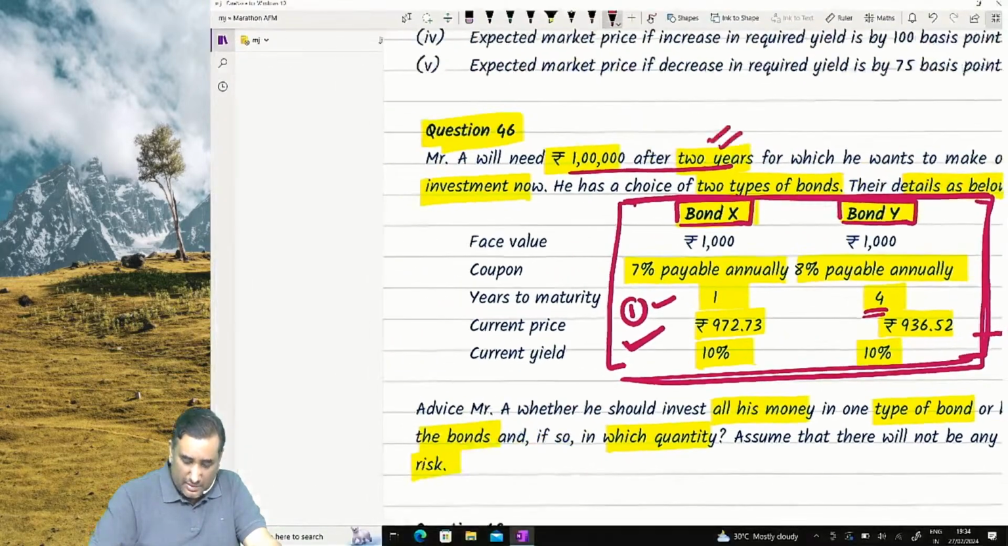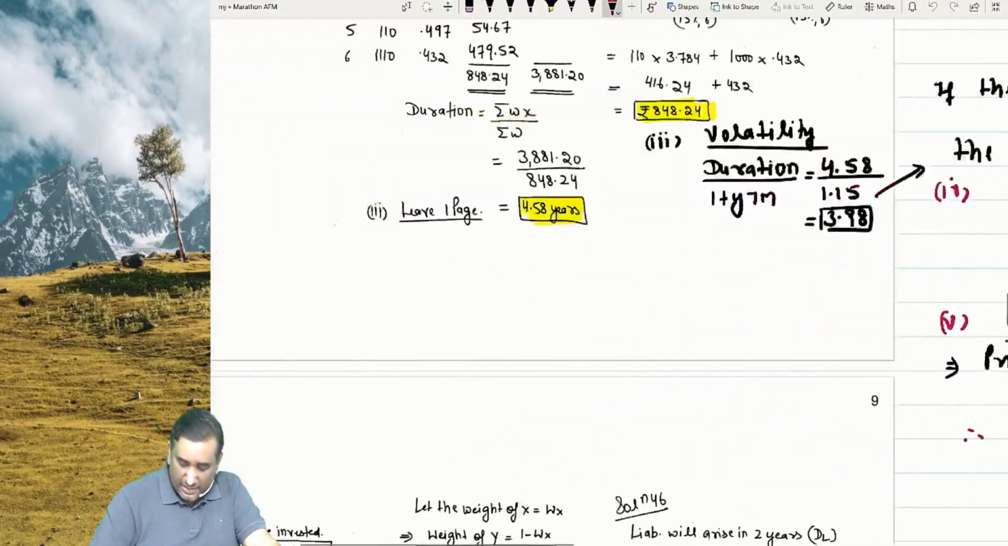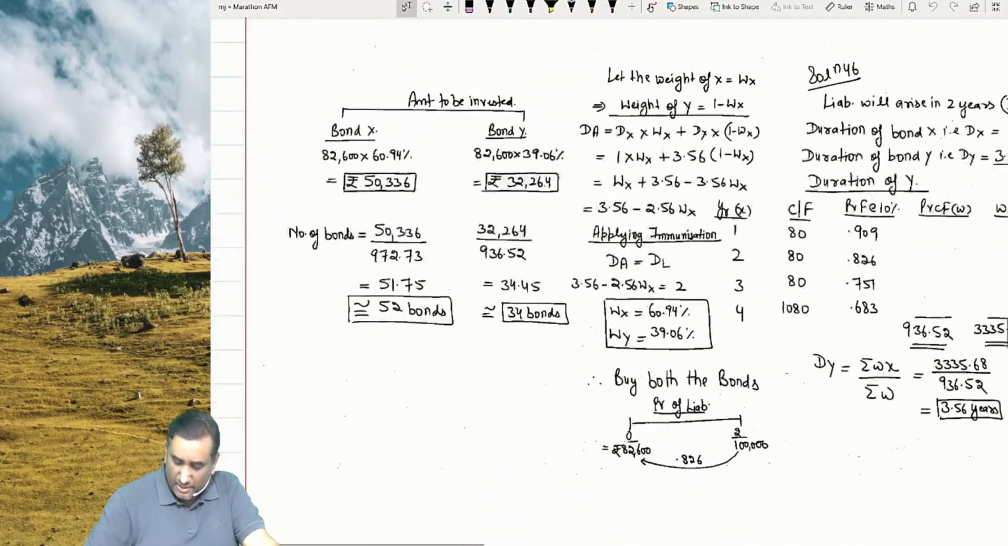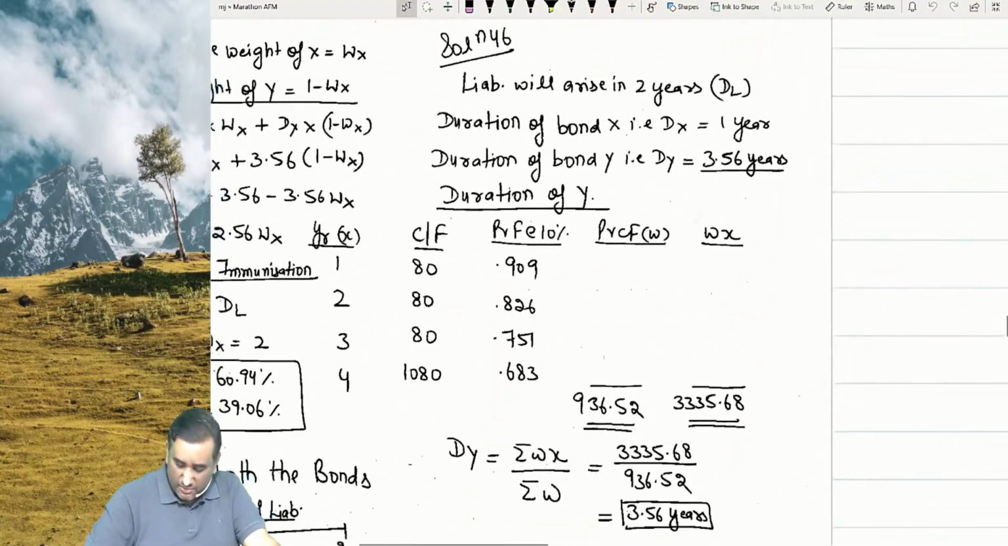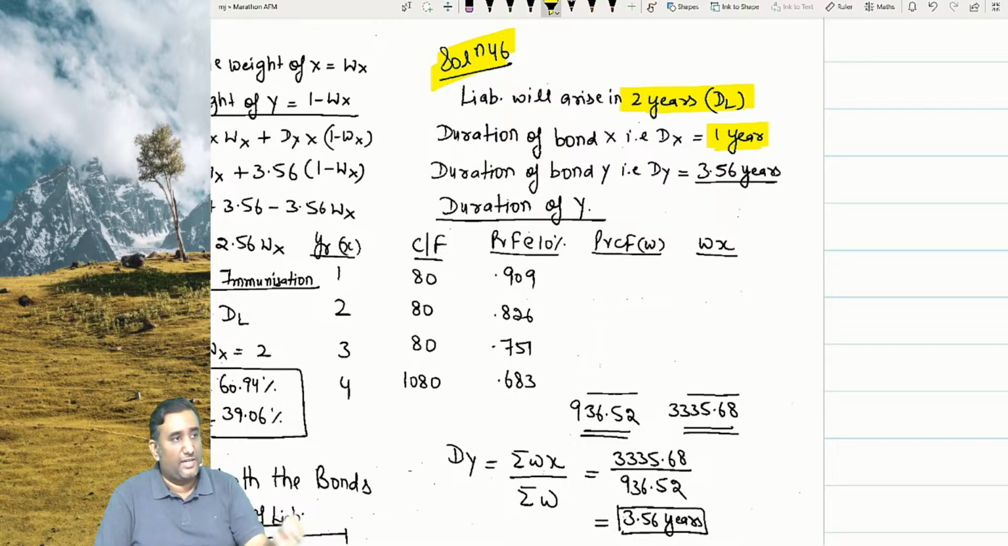What we'll do is, the next question we'll do completely. This question I'll do in a slightly faster way. The next question is very interesting, a lengthy question. Sorry, it says 46. We have the liability arising in how many years? 2 years. DL is the duration of a liability. Duration of bond X, since it's a 1 year life, is 1 year. Duration of bond Y, the money would be recovered in 3.56 years.